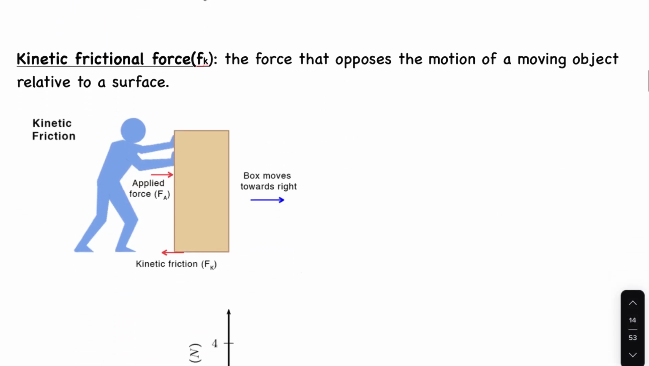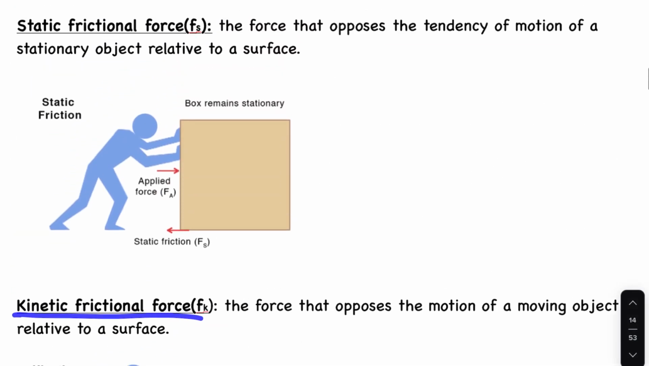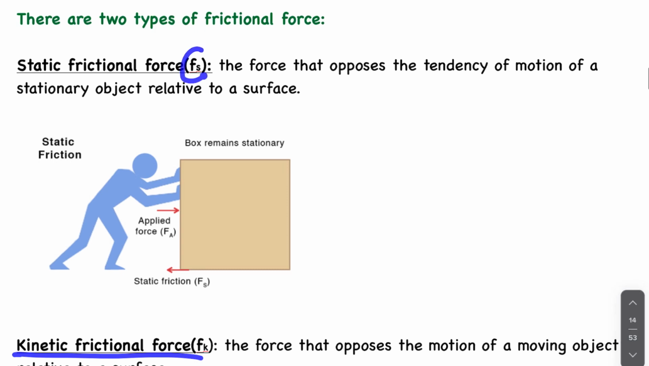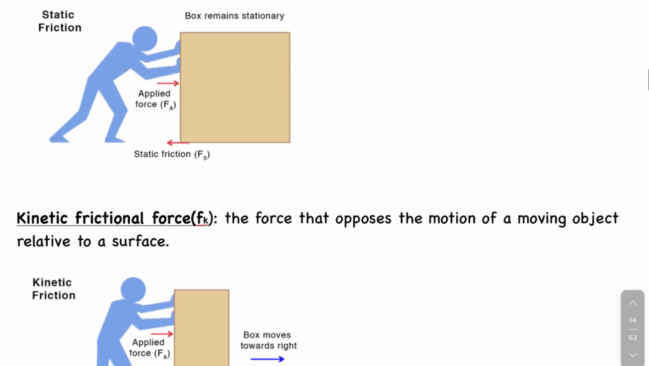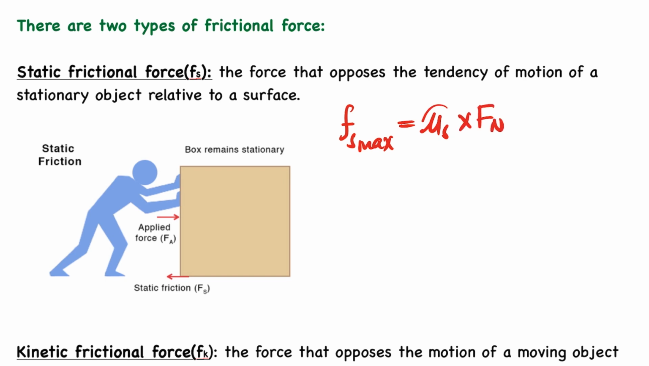Let's look at the second type of the frictional force. We call it FK. So guys, the static frictional force, its symbol is Fs, S for static, right? Now, there's a formula. Let me give you the formula. The formula for the static frictional force is Fs max is equal to mu s times what? Normal force.